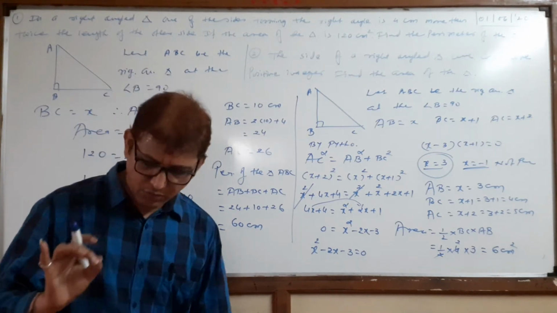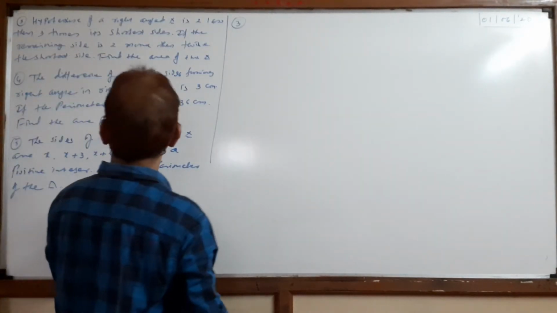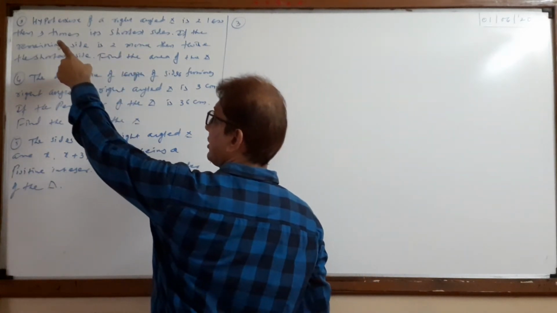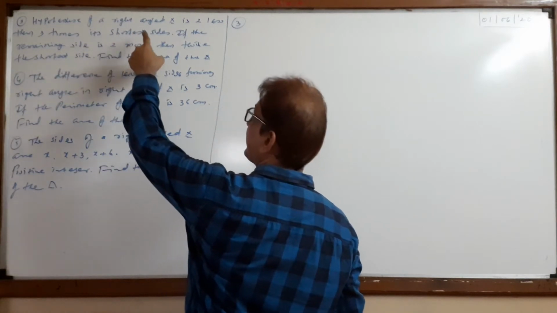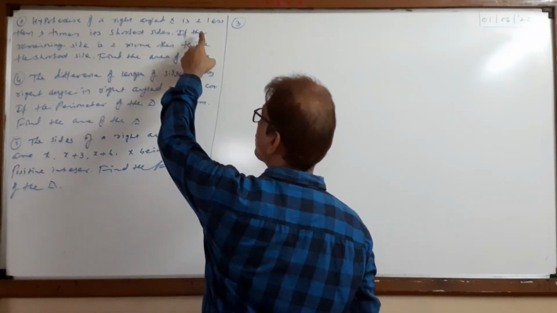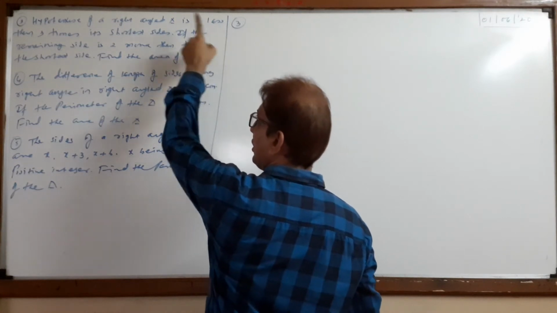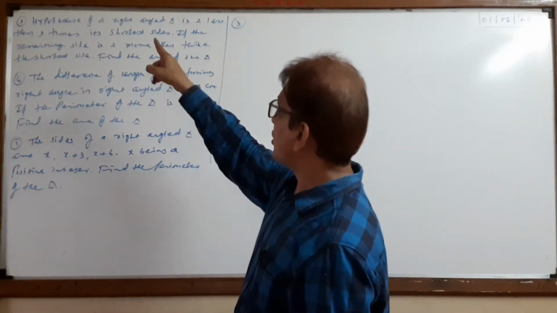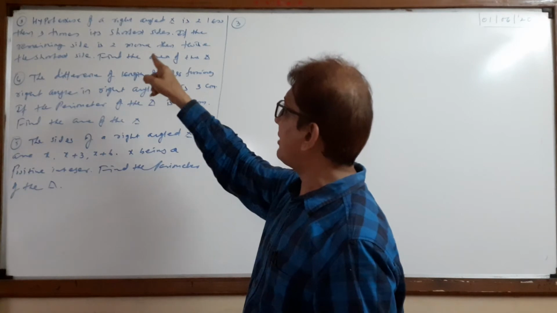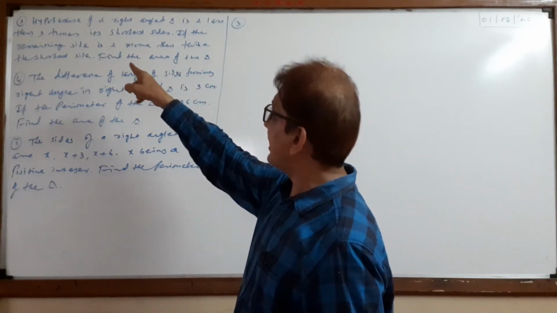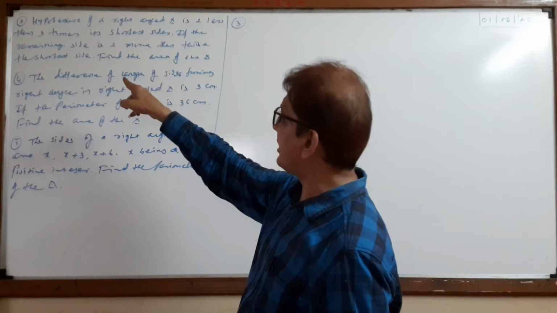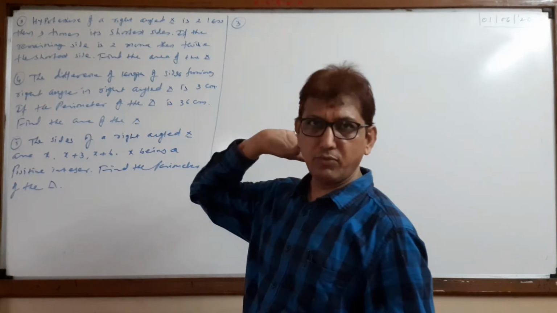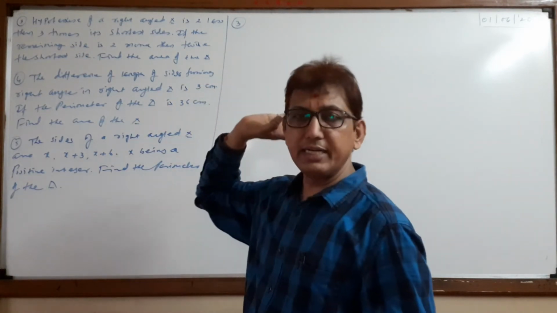Is that clear? Now third question. Hypotenuse of a right angle triangle is 2 less than 3 times its shortest side. If the remaining side is 2 more than twice the shortest side, find the area of the right angle triangle.